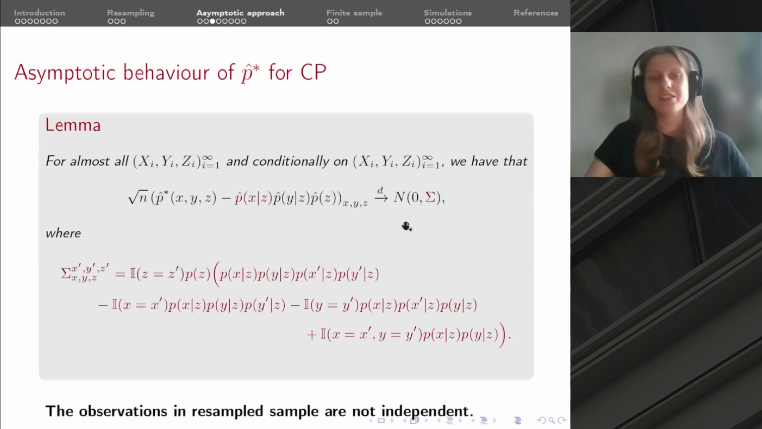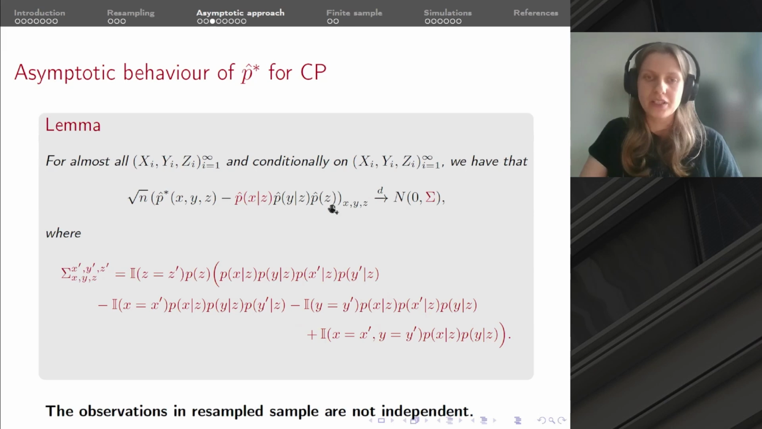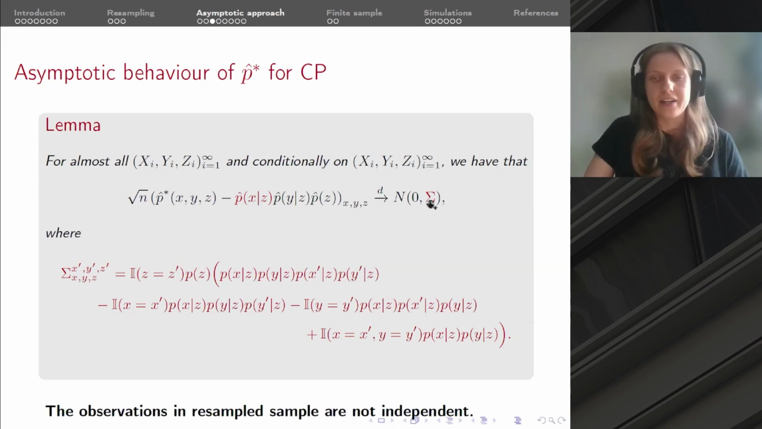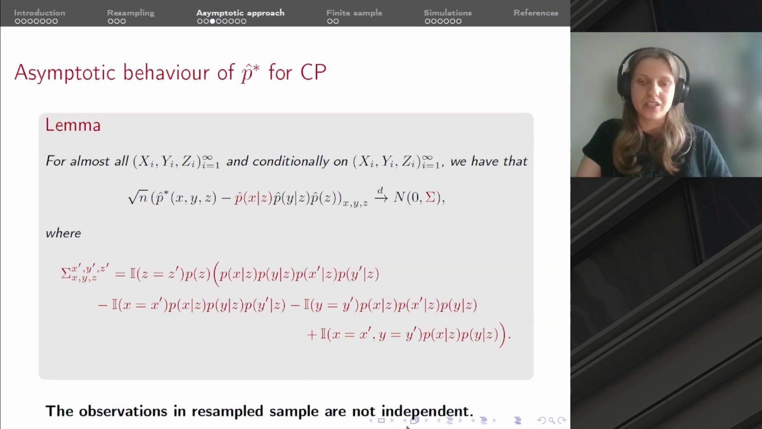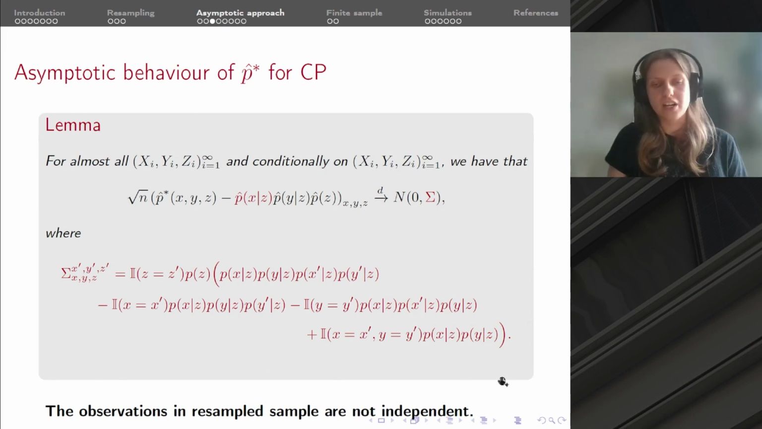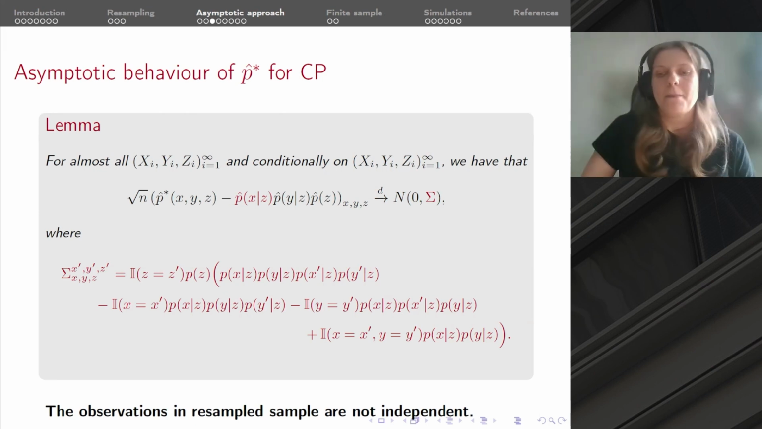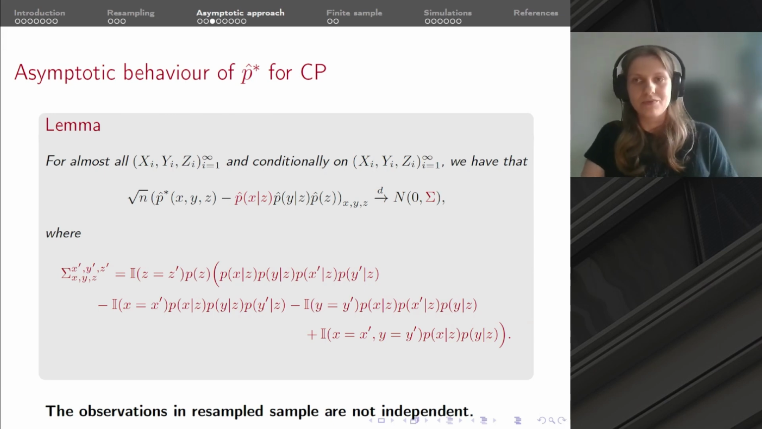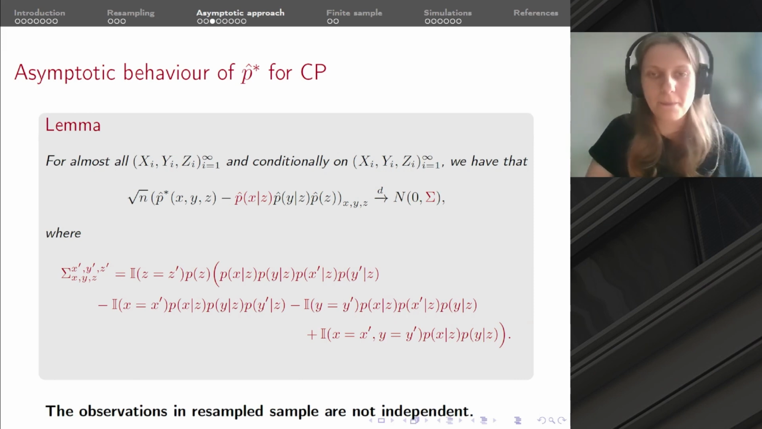And for permutations, we have almost the same theorem. We have to center our vector in a different way, and the covariance matrix is different, but the proof changes dramatically, because now the observations are not independent, because if we permute observations, then if we use one observation, we cannot use that observation again. And this is why that case is much more difficult than the previous one.